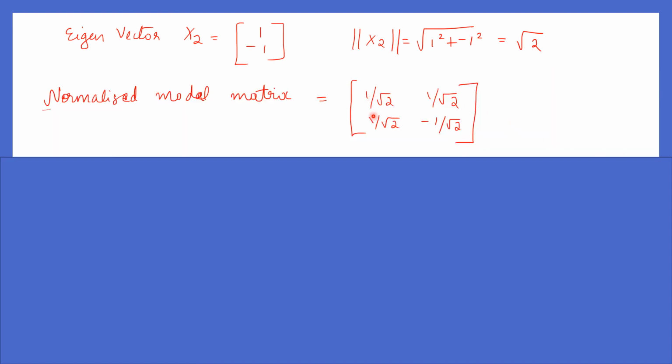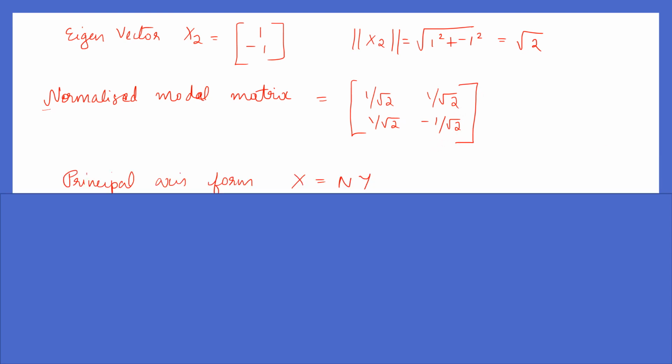So the first column indicates the first eigenvector, that is 1 1 is the first eigenvector divided by its normalized form. So 1 by square root of 2 and 1 by square root of 2. The second eigenvector is 1 minus 1. The normalized form is square root of 2. So 1 by square root of 2, minus 1 by square root of 2.